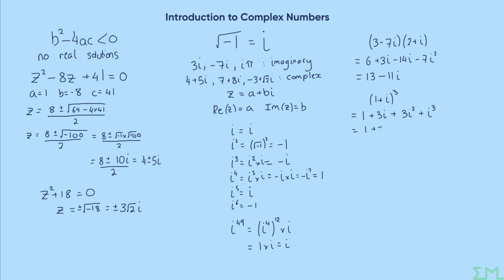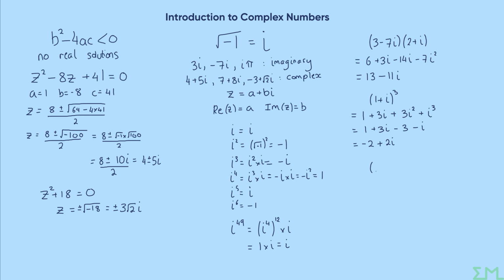So 1 plus 3i, that stays the same. This becomes negative 1, so that becomes minus 3, and then i cubed is minus i, so that we can just replace with minus i. Then we can collect together our real parts and our imaginary parts. So 1 minus 3 is minus 2, and 3i minus i is plus 2i. So what's really nice about these is that even if you do quite a large power expansion of these brackets, because we can replace these higher powers of i with much simpler terms, they end up simplifying really nicely.